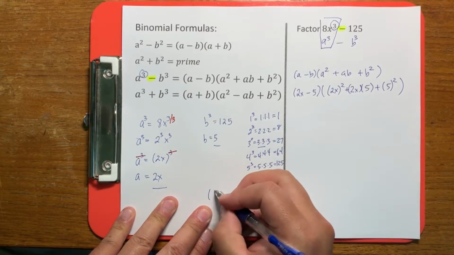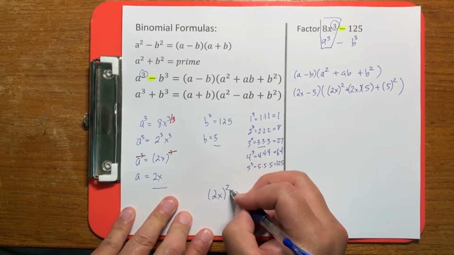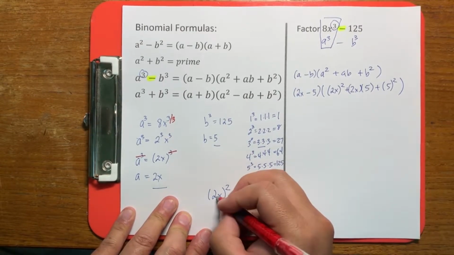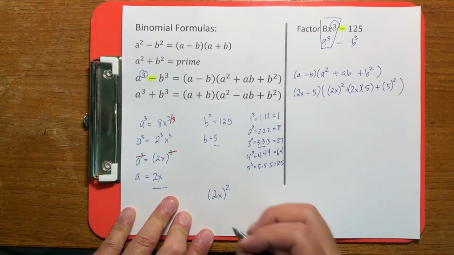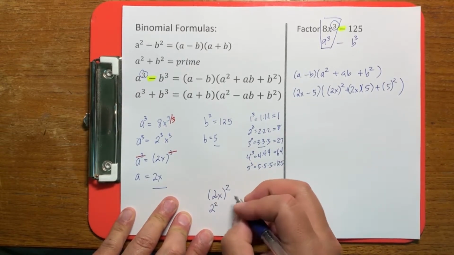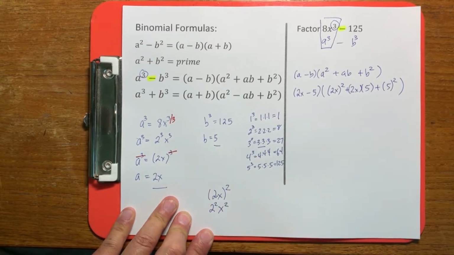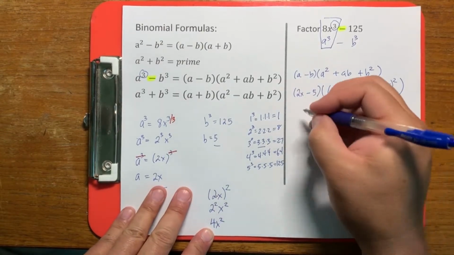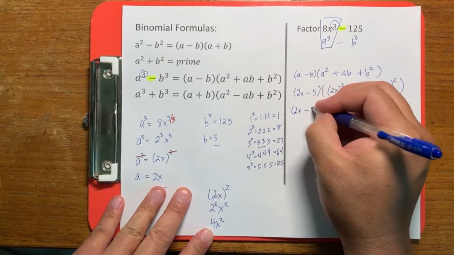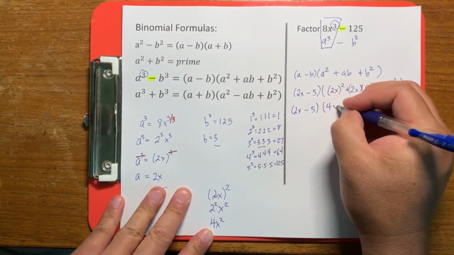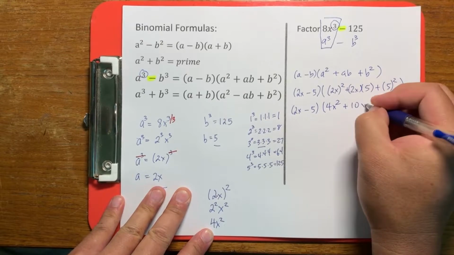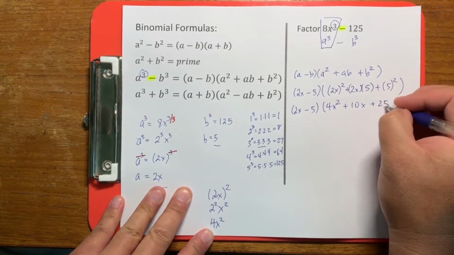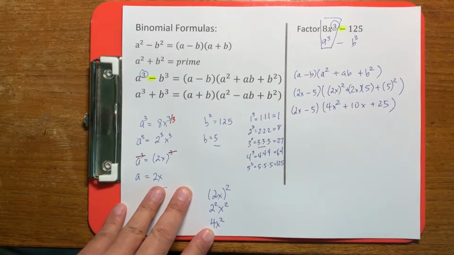Now, the important thing about the parentheses is that when I have 2x squared, there's a multiplication in between the 2 and the x. So I actually have to distribute the square to both the 2 and the x, and I get 4x squared. So now I get 2x minus 5, 4x squared plus 10x plus 25, and then that's my answer.